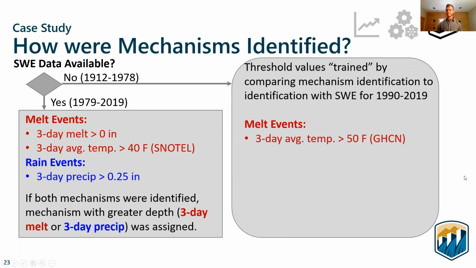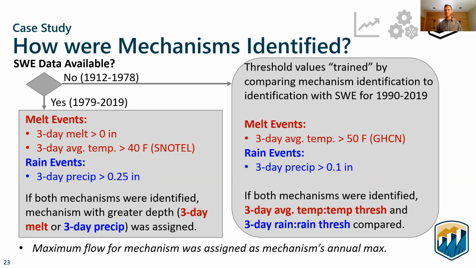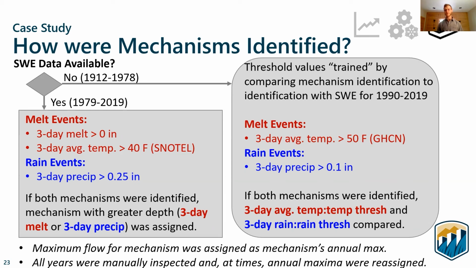And so in this case, we're looking at a warmer temperature, greater than 50 Fahrenheit. And we're looking at a smaller depth of precip. And this is because I'm using a different data set. And again, if both are identified, then there's a comparison to be made. How much the rain or the temperature exceeded the threshold that's being used was the way that we separated out which one dominated. Now, maximum flow was assigned for both mechanisms for each year. And then I manually inspected each year. So we're not just letting the model select all of this.